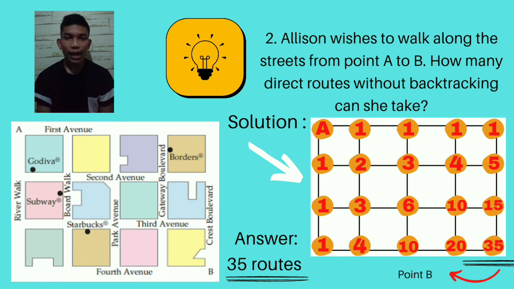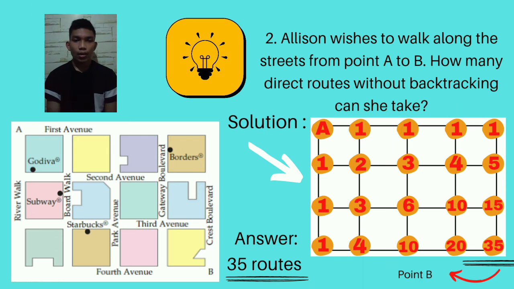Para malaman natin kung bakit 35 routes ang answer sa number 2, let's make a simple street diagram instead of looking at the city map. As you can see, it is similar to Pascal's triangle. Kasi nga, Pascal's triangle talaga yung ginamit para malaman na 35 routes ang iti-take ni Allison para makapunta siya sa point B.